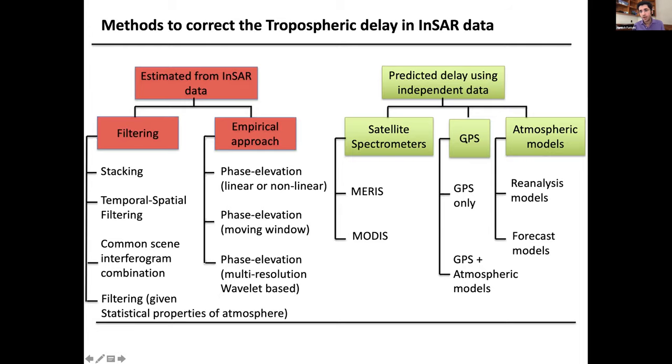There are other ways using GPS data, and also using GPS plus atmospheric models. The notebook that David has prepared is based on a model called GACOS, if I'm pronouncing it right, which tries to use GPS plus atmospheric models to estimate the tropospheric delay in InSAR data. And there are pure atmospheric model approaches, with a couple of packages out there that you can explore more.